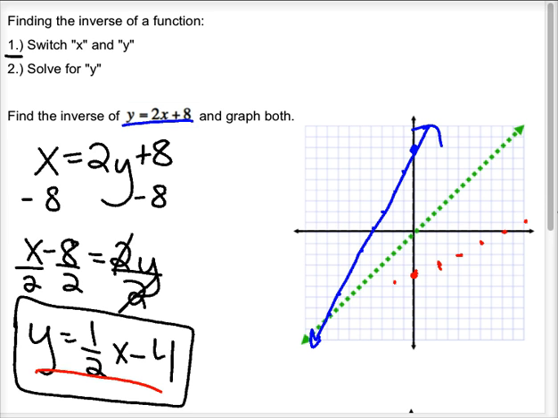Again, I'm going to plot many points so I can get as accurate of a line as possible. And while the graph won't be perfect, you can see that it is a mirror image across that dotted line. And that dotted line is representing the line y equals x. I want you to get that visual in your mind. When we find these inverse functions, it is basically a reflection over the line y equals x.